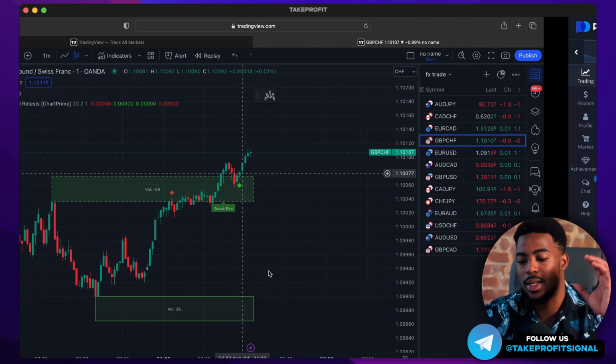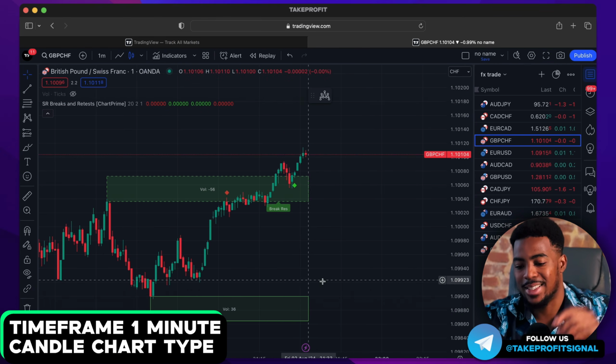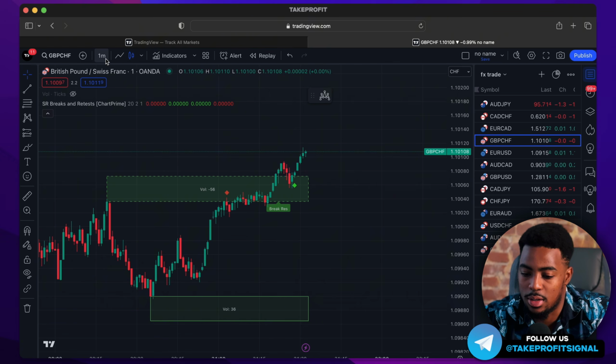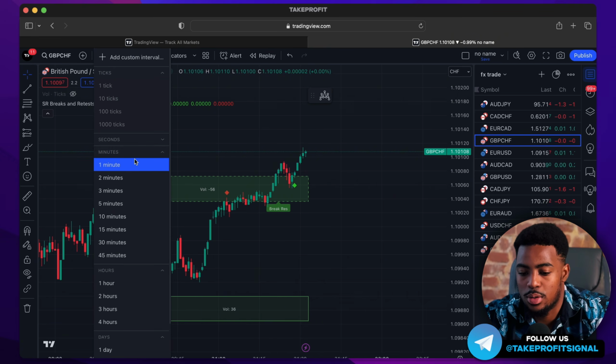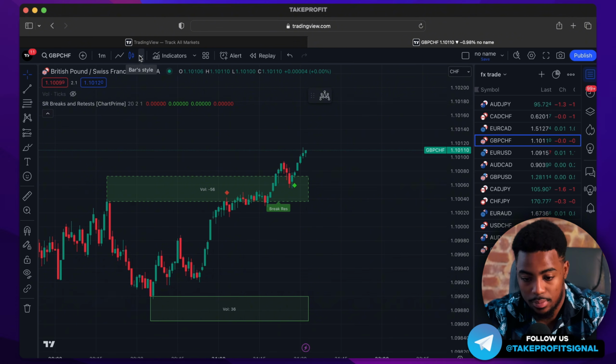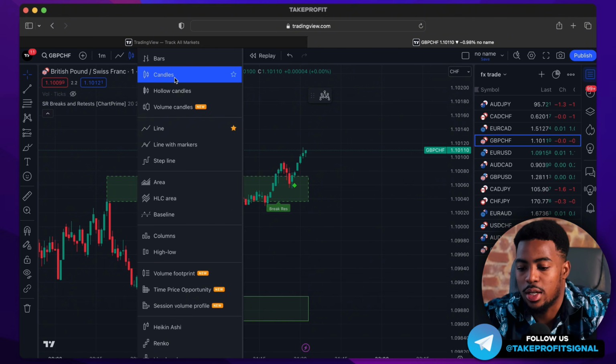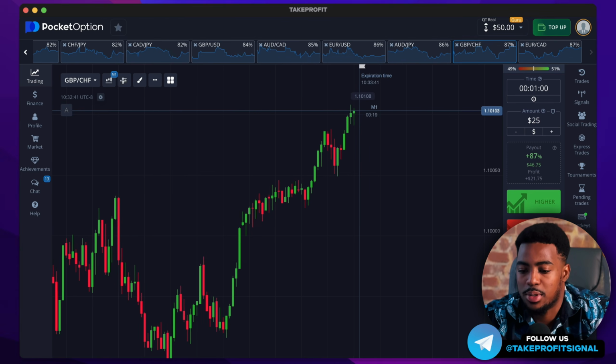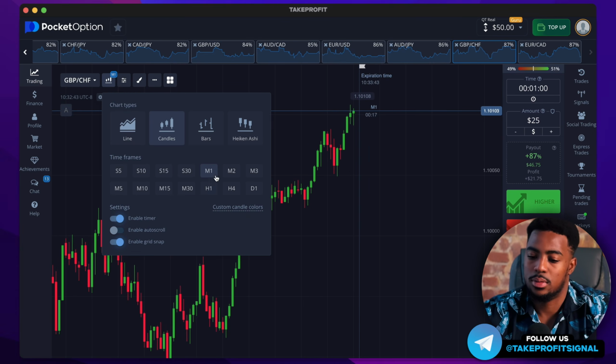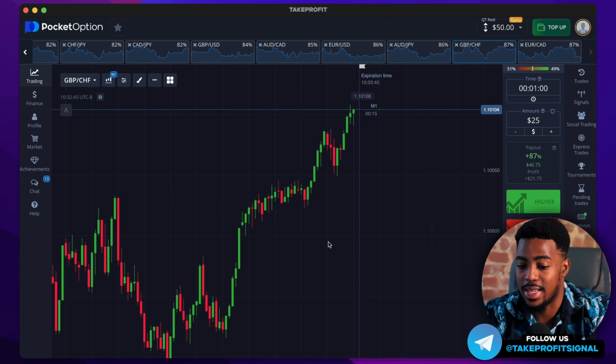Be sure to set the time frame to 1 minute and set the candle type to candlesticks. You can choose it right here. We select candles and go on the platform. Do absolutely everything the same way. Just set everything as I have it.